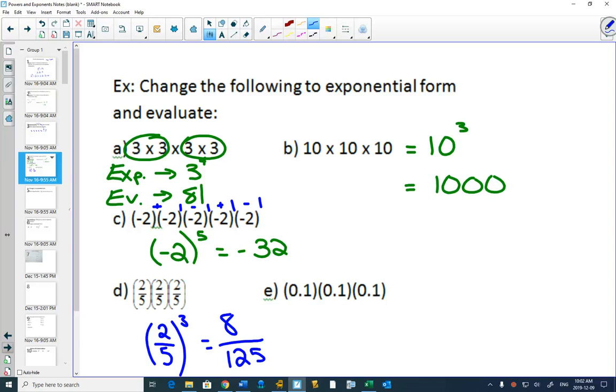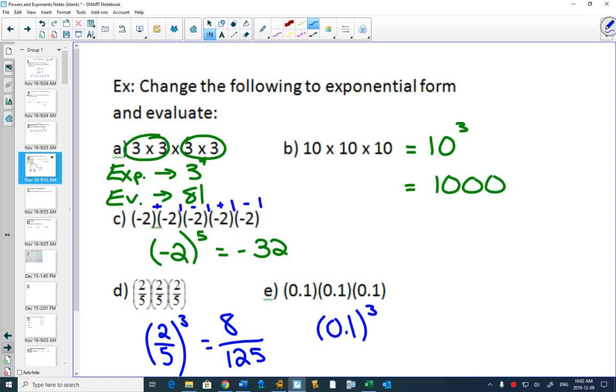For C, these aren't fractions. They're just numbers multiplied together. So we just get a negative 32. Okay? And question E, the base is 0.1. And the exponent would be 3 times.